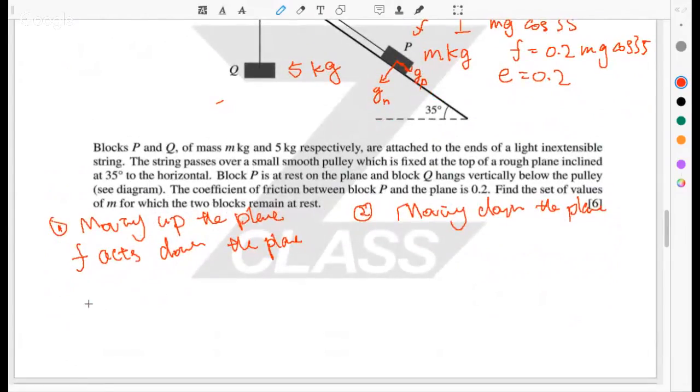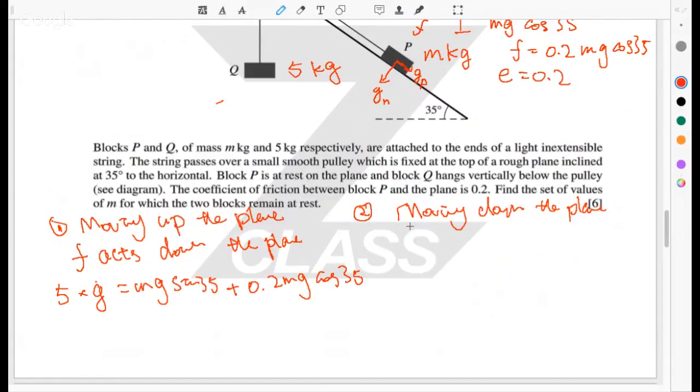So the block Q would provide a 5 times G of forces, and that will be equal to mg sine 35, the component of gravity parallel to the plane on P, plus 0.2 mg cos 35, and this is the friction acting down the plane.